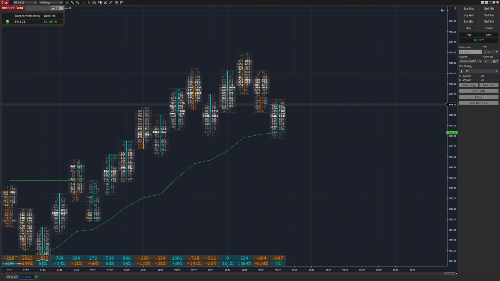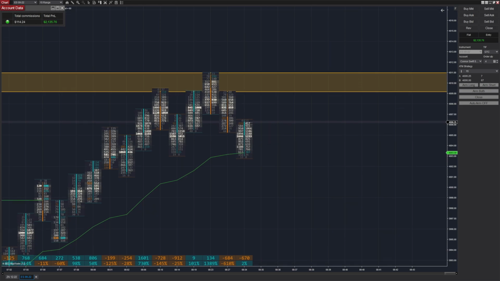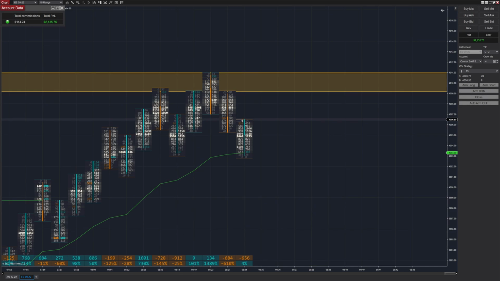And we're starting to see some absorption levels forming, which we are going to mark with the y-axis range tool, and that strong delta depression accompanied by a departure of correlation between delta and price. After a long bull run, this is a very, very strong sign that we're seeing a new top form and price is going to correct in a way that is easy for us to read with order flow.